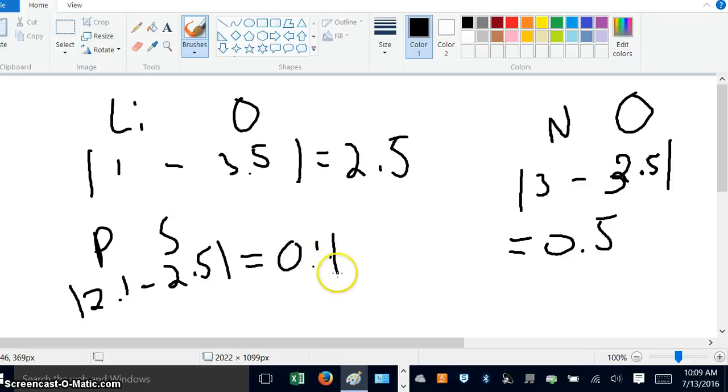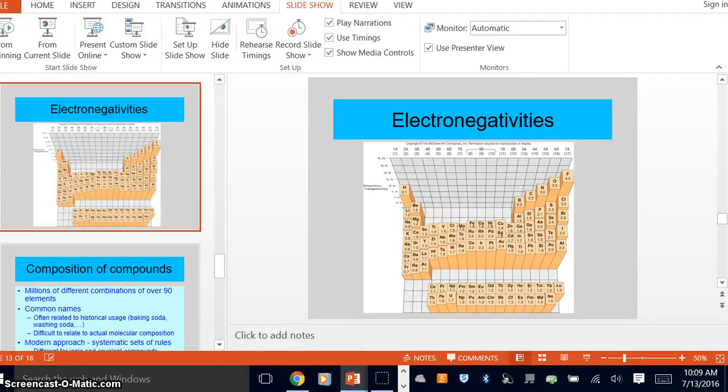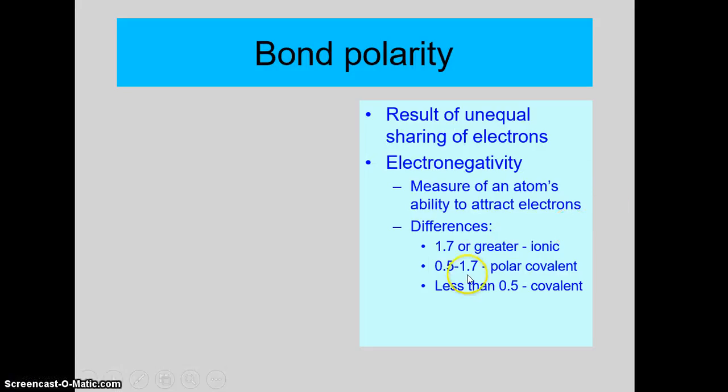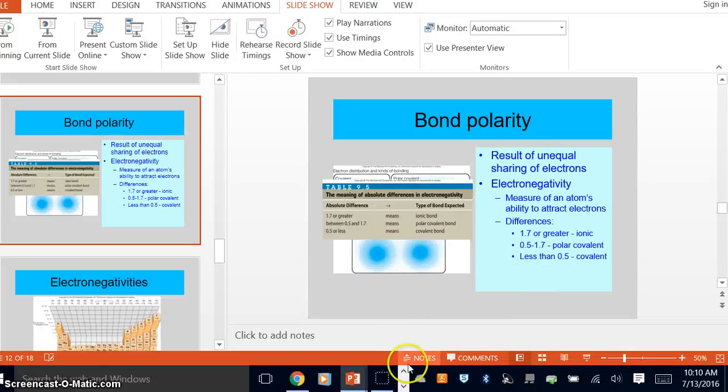You get 0.4. You don't even need a calculator for this one. It's kind of nice. If you look at the chart, since it's clearly less than 0.5, what that is predicting is a covalent bond. Anywhere between 0.5 and 1.7, you'd predict that it's a polar covalent bond. Let me say one more thing about this. It's very simple. It's nothing complex.